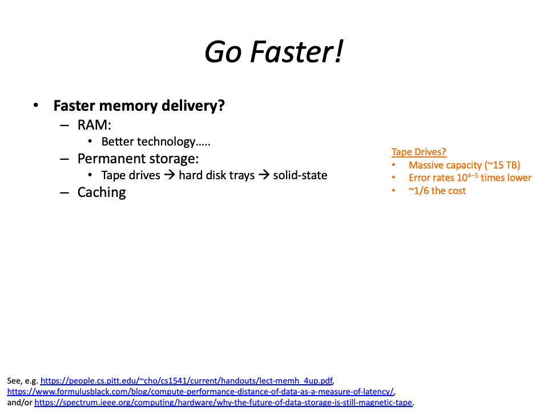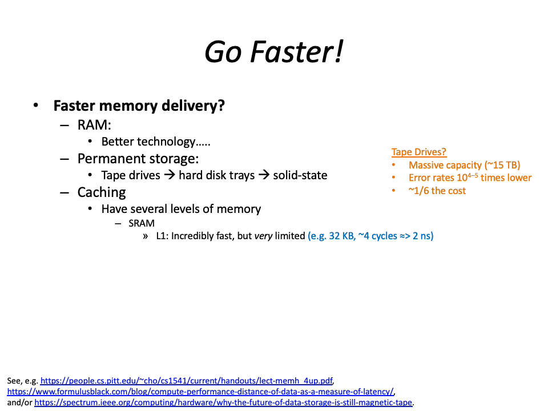But let's go to faster storage. Usually one of the strategies we use is caching, and this can come in several forms. One is that we have several levels of memory. There's SRAM, which comes in a couple of different types. There's the L1 cache, which is right next to, or part of, the CPU. It's incredibly fast, but extremely limited. There's only 32 kilobytes of L1 cache, but it can return data to the CPU in about 4 cycles or less, so about 2 nanoseconds, which is ridiculously fast.